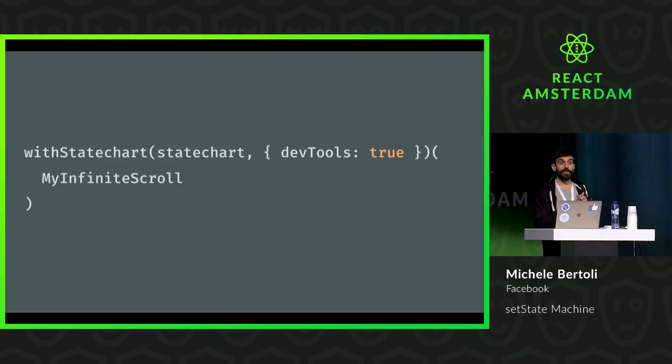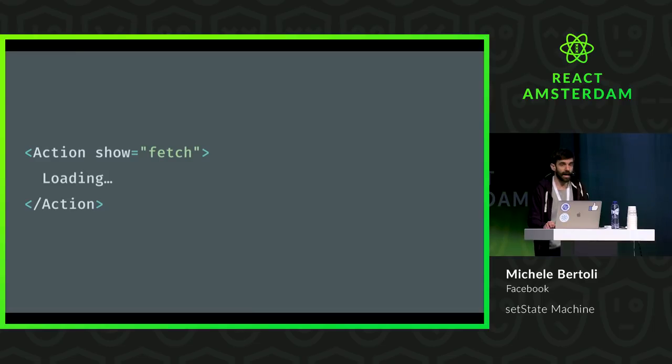The higher order component also accepts a second parameter, which is options. And if you set DevTools to true, then it's going to connect the state machine to the Redux DevTool extension. So you can have like super cool debugging functionalities like time travel, because it's pretty similar to Redux in a way, where you have the state and you have the events that mutate the state. It also gives you these action components, so you can say, I want to show these children of this component only when the fetch action happens. So it's basically a conditional that makes like things a little bit cleaner in your render method.